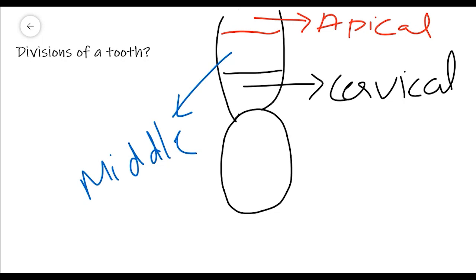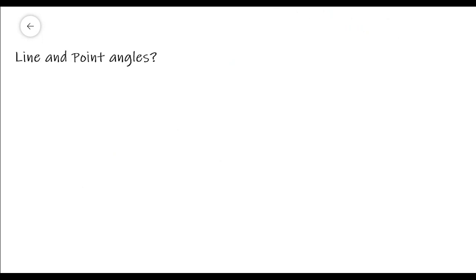Crown can be divided horizontally as well as vertically, and root can only be divided horizontally in this, and we use the following terminologies to call it. The last topic that we will cover in this video is what are line and point angles. So first we'll talk about what is a line and point angle.